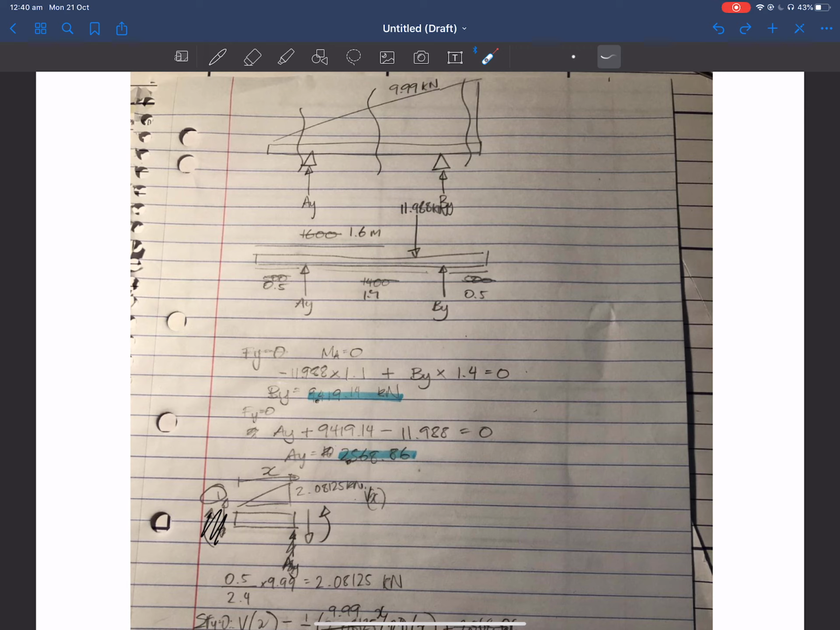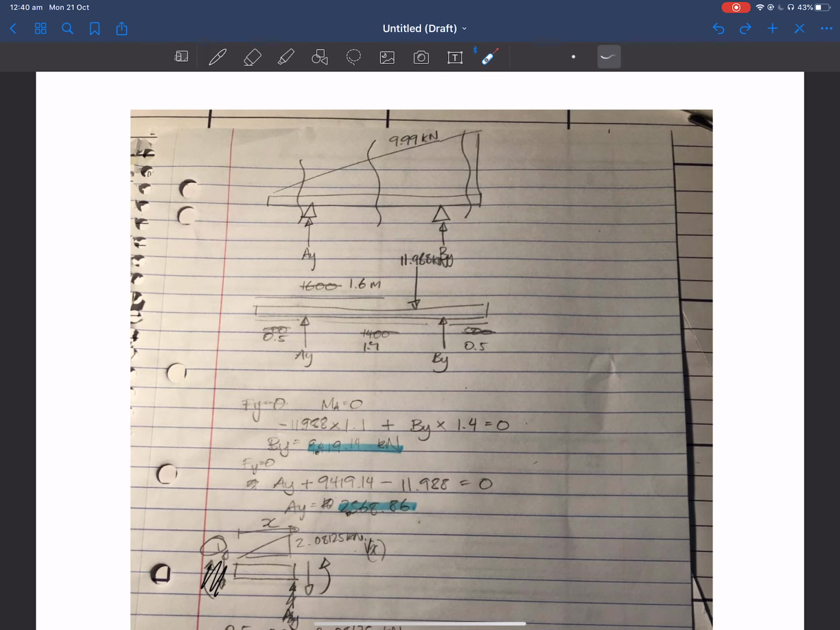I took the moment around A, this point here, to calculate the force at BY, which turned out to be 9.419, and AY 2.568, which made sense as there was more of a load acting on the right side.